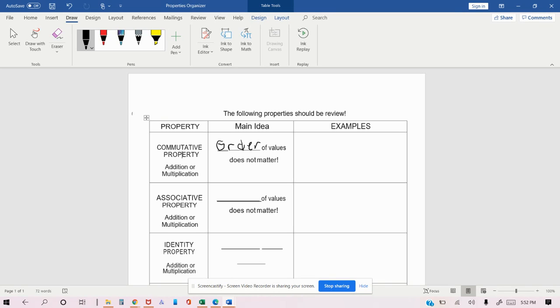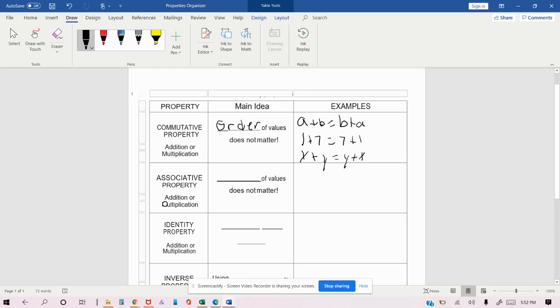So some examples of that would be A plus B is equal to B plus A. 1 plus 7 is equal to 7 plus 1. X plus Y is equal to Y plus X.